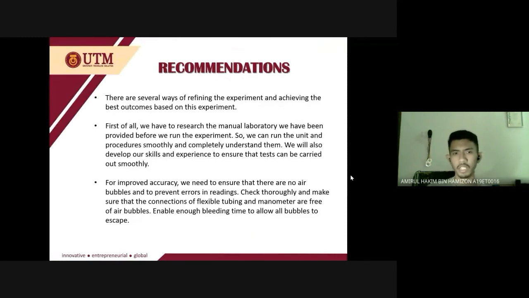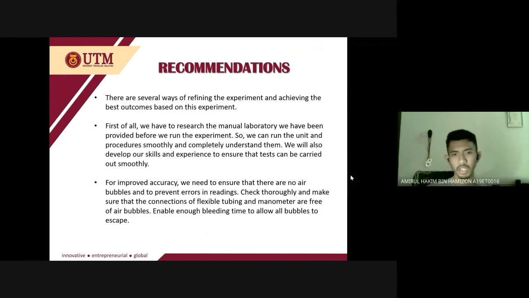Okay, for the recommendations, there are some ways that we can use to reduce error based on the experiment. First of all, we have to study the lab manual we have been provided before we run the experiment, so we can run the unit and the procedure smoothly and completely understand them. We will also improve our skill and experience to ensure that the test can be carried out smoothly.